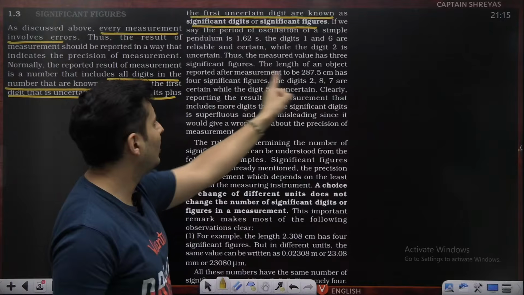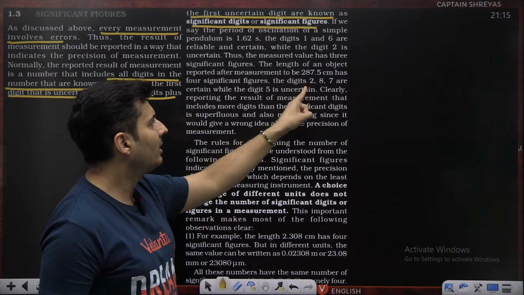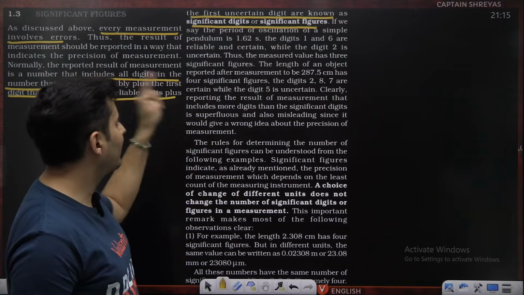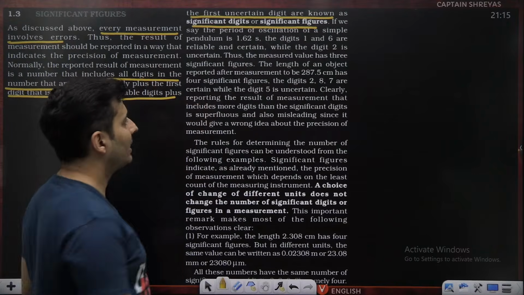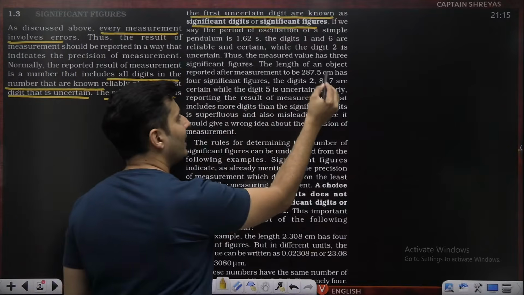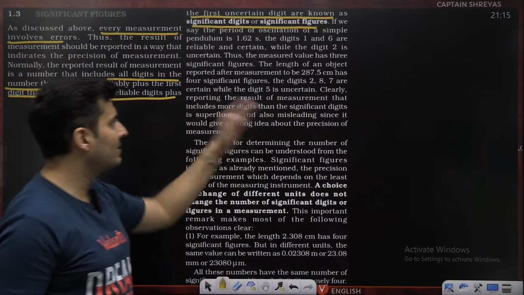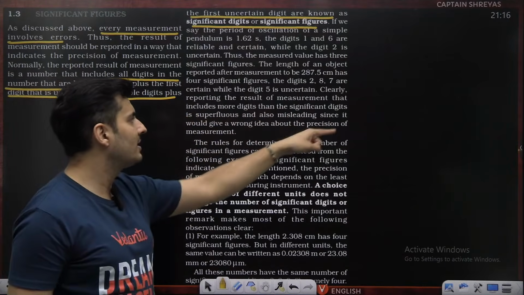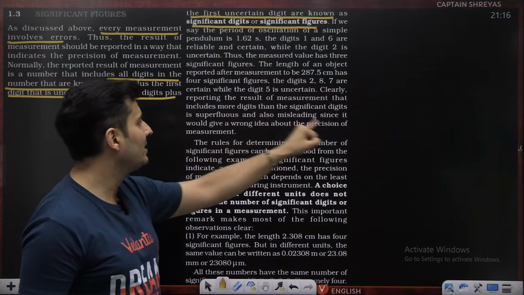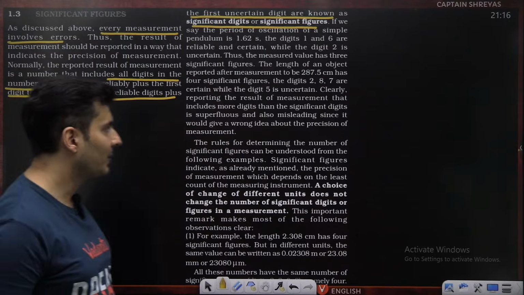For example, the length of an object is 287.5, which has 4 significant figures: the numbers 2, 8, 7 and 5. All these 4 digits are important for us, but out of them, 2, 8 and 7 are certain, while digit number 5, which is the last one, is the uncertain. So, whenever you report this kind of a result, it should not include more digits than the significant digits, as that is superfluous and also misleading, since it would give a wrong idea about the precision of a measurement.